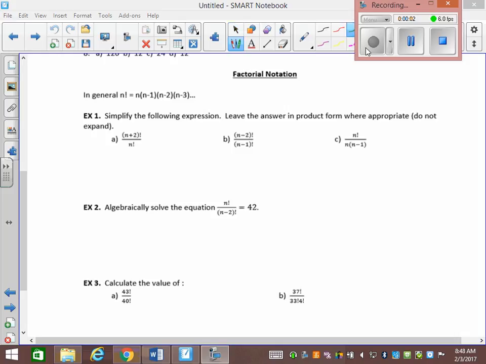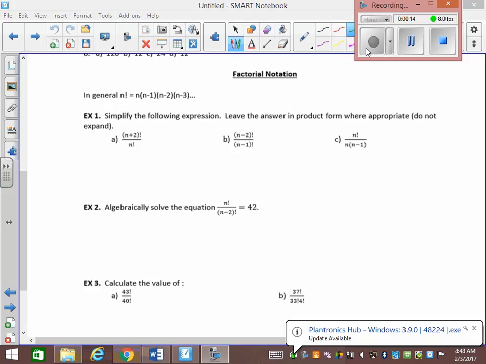So in general, if you look at n factorial, it's n, n minus 1, n minus 2, n minus 3, and it would keep going on for life. Because the factorial symbol means you go till you hit 1, right? Well, when you don't know what n is, you can't go till you hit 1, because you're not going to hit 1 until you actually find out what n is, so you just have to keep going.